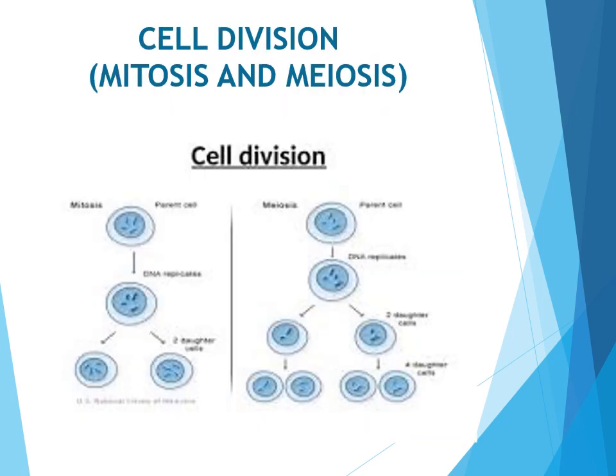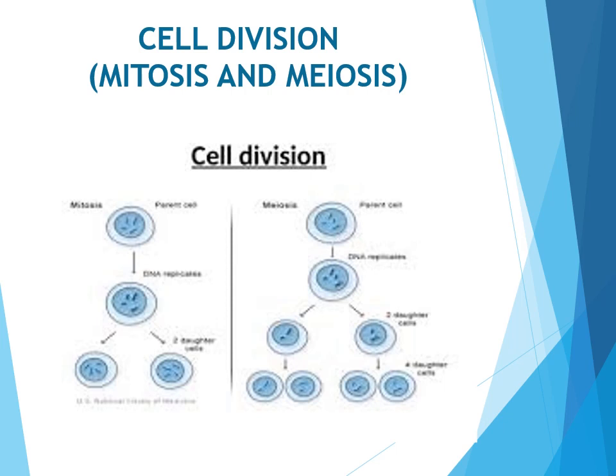So let us come to this newly added topic of the chapter, cell division. Cells, they divide to form new cells. Basically, there are two modes of cell division, mitosis and meiosis. Mitosis is a type in which one cell produces two daughter cells. Meiosis is a cell division in which one cell produces four daughter cells.